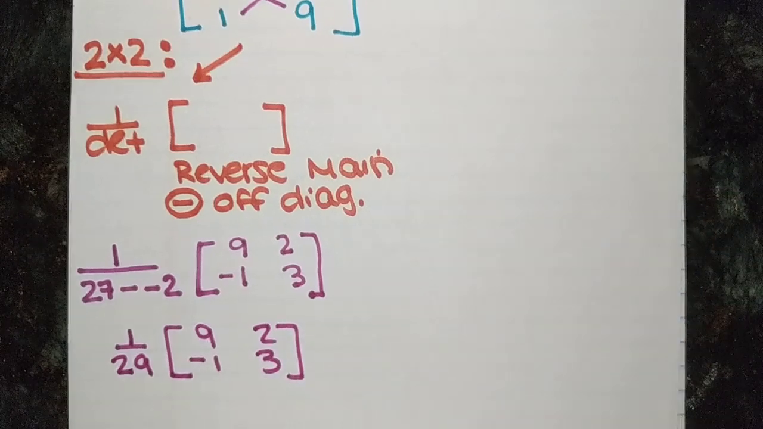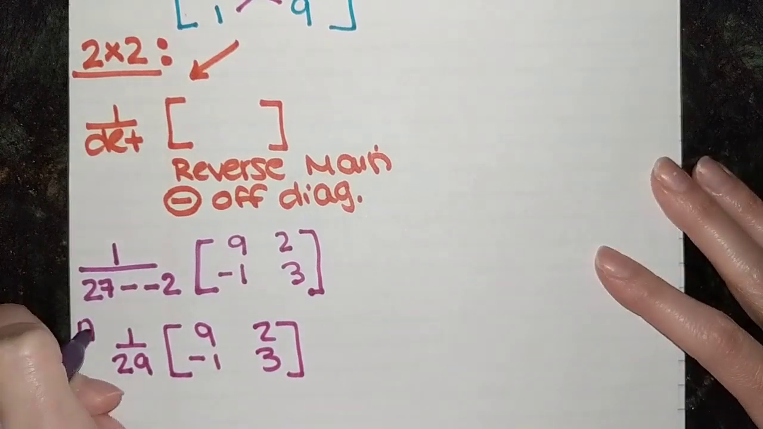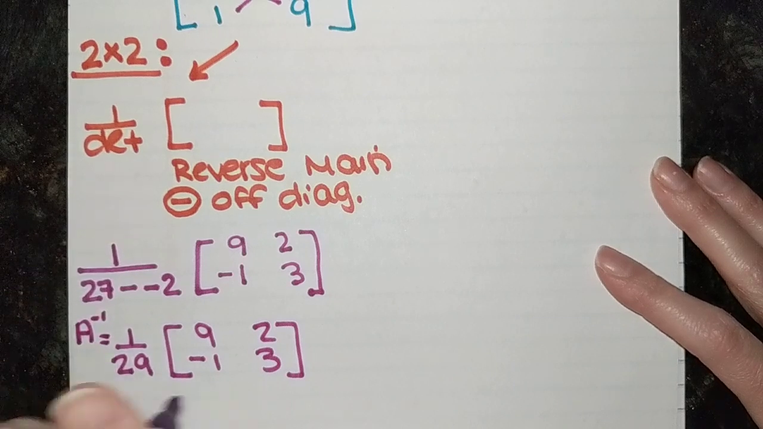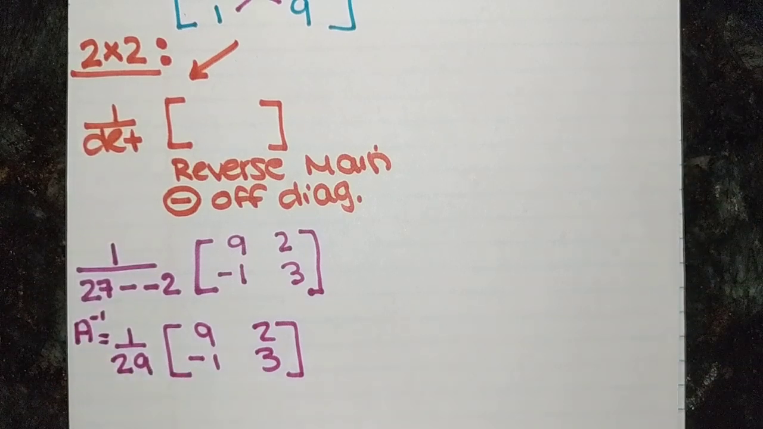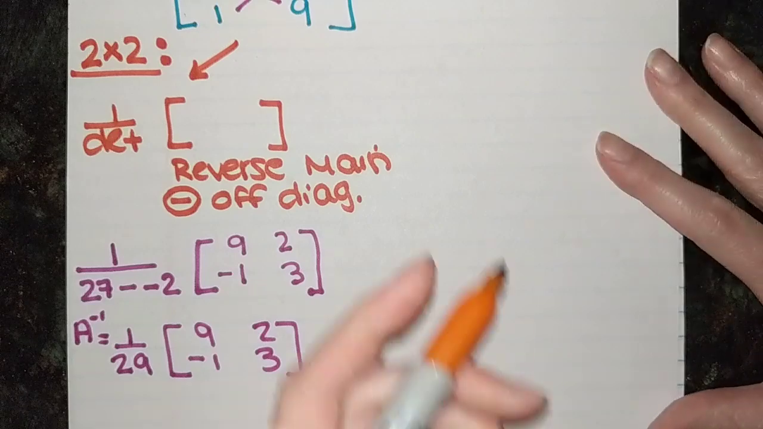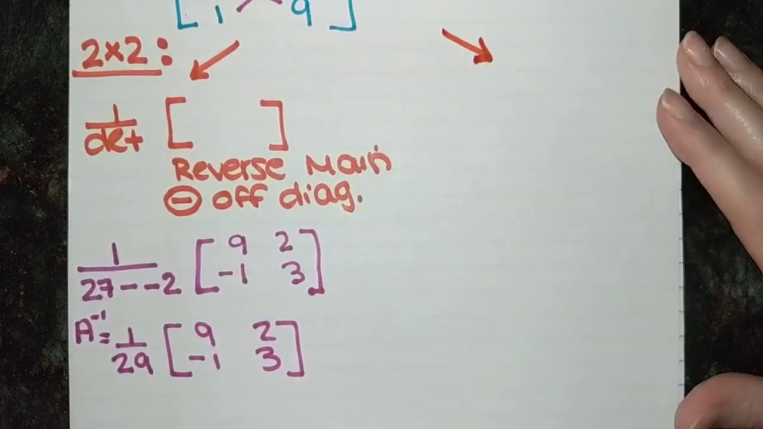A lot of times people will just write this as the inverse, so they'll say A inverse equals this, and they don't distribute the 1 over 29. Of course you could, but they don't really usually do that. Okay, so that's one way of going about it, and that is the easier way of finding the inverse when you have a 2 by 2.